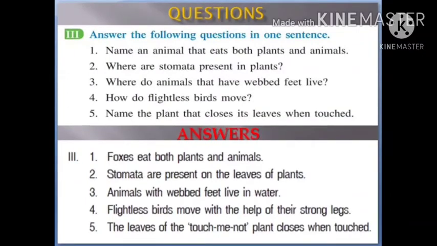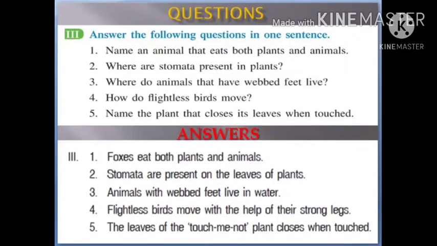Now, all the students, please take out your notebook. You might have written all the answers. Now let's understand the answers. First, name an animal that eat both plants and animals. So answer is foxes eat both plants and animals. Second question, where are stomata present in plants? Answer, stomata are present on the leaves of plants. So we know that where are the stomata present? So stomata are present on the leaves.